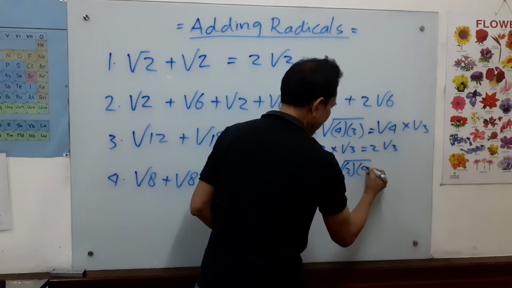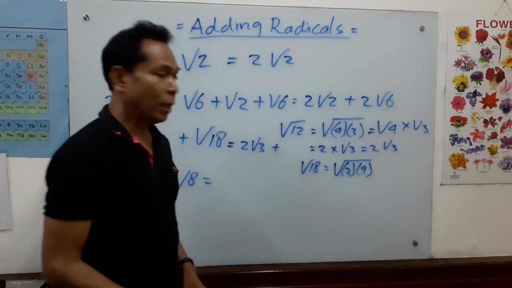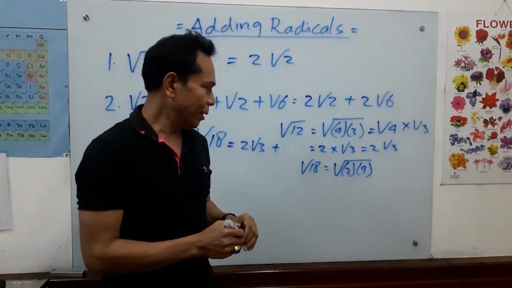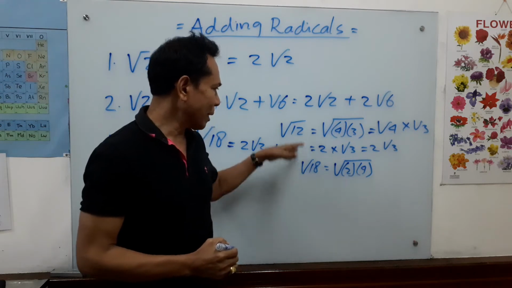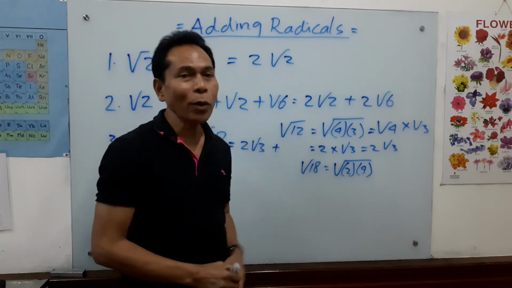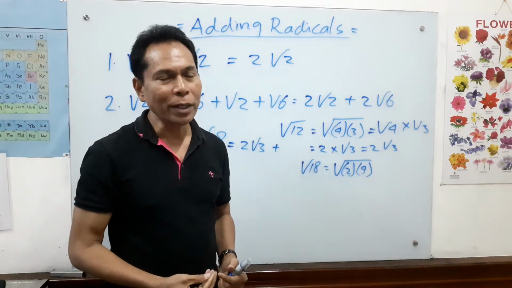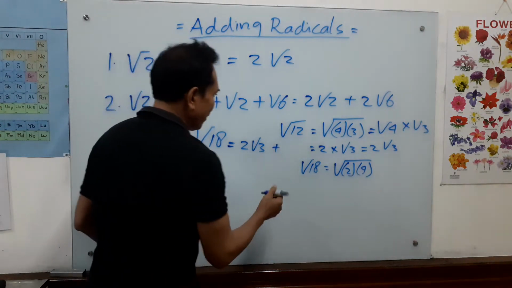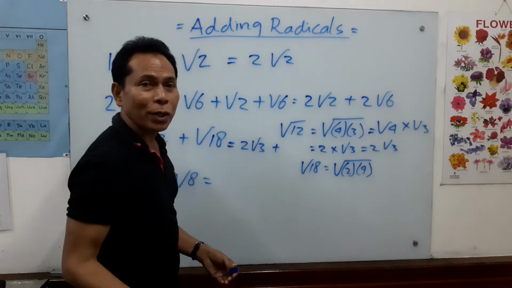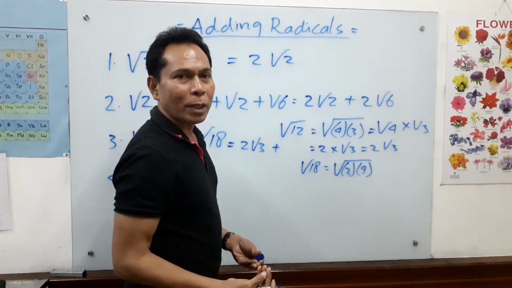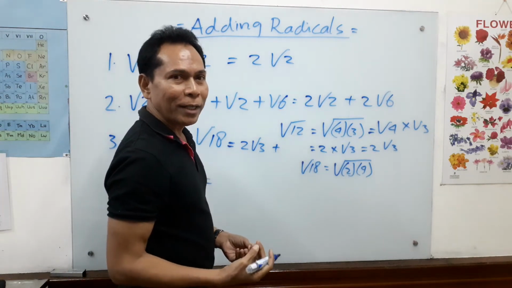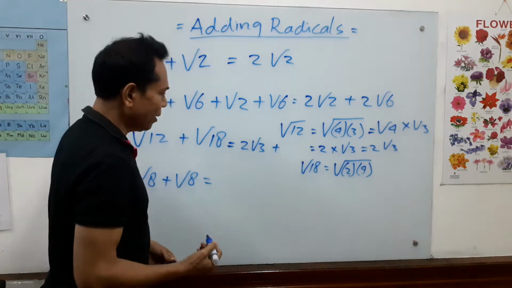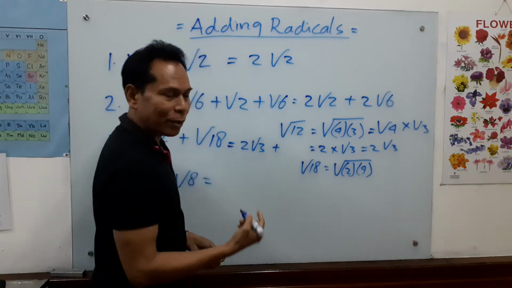2 times 9. Okay, I tell you, children, to simplify these radicals like this is not the only way, okay? This is not the only way. You have other ways to simplify. For example, we take this radical 18. You can use 3, okay? You can use 3, factor 3, okay? You can use factor 3 to simplify this.